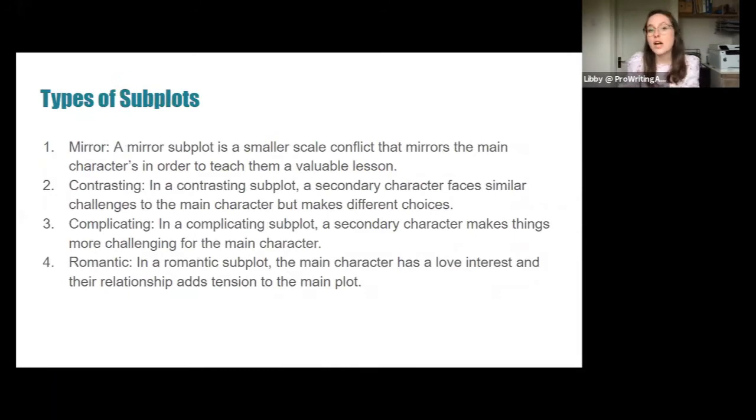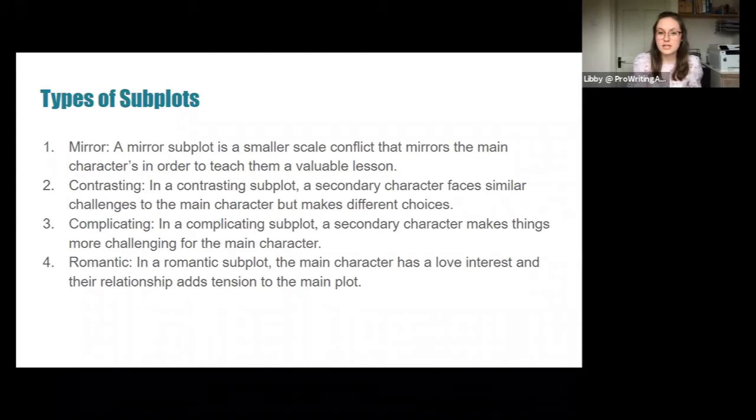So there are a few different types of subplots that you might write. There's a mirror subplot, which is a smaller scale conflict that mirrors the main character's key conflict in your story in order to teach them a valuable lesson. So again, something that might not come up with your central conflict, but in that smaller scale microcosm that you've created in your subplot, they'll find something in themselves and your readers will find something in them there too.